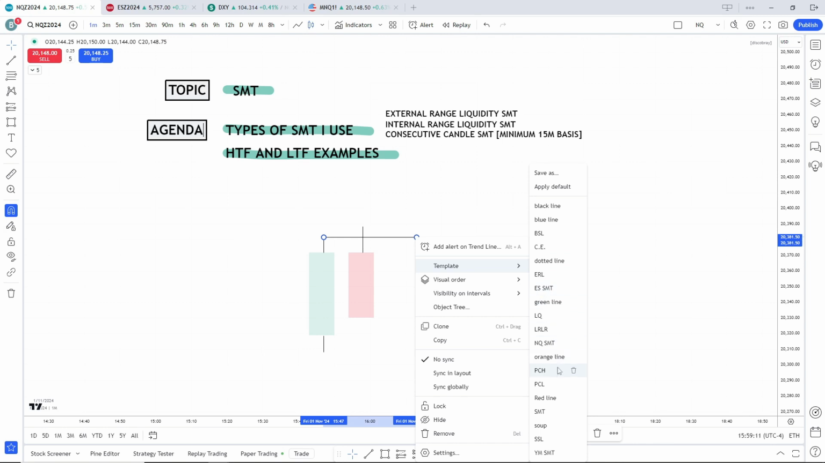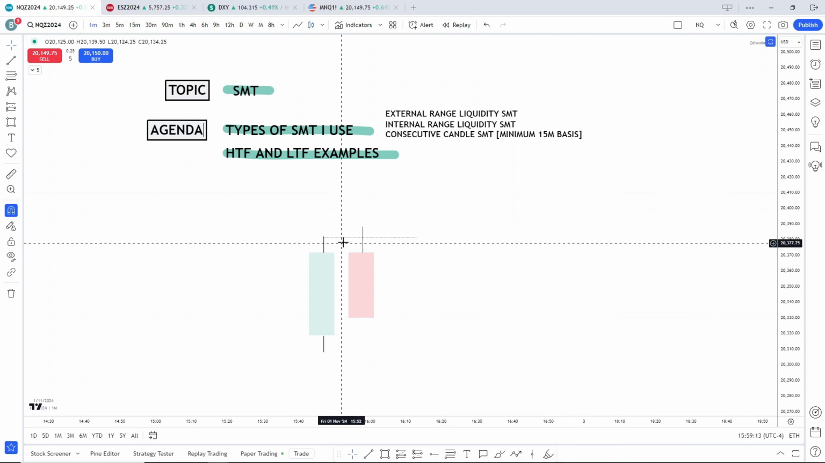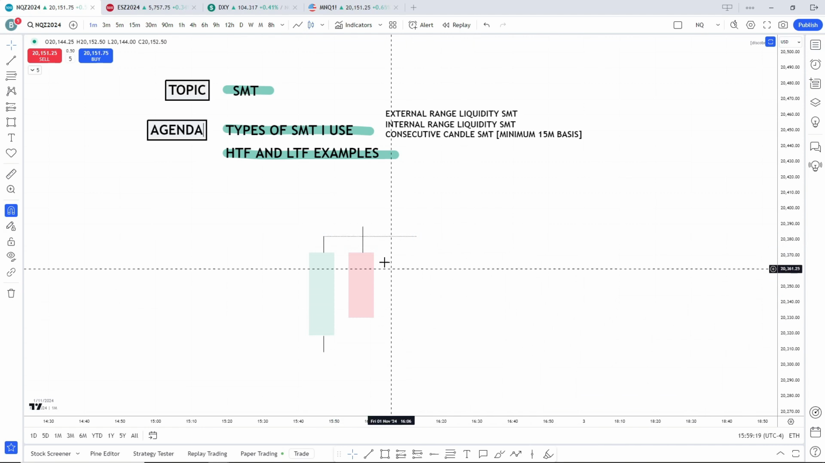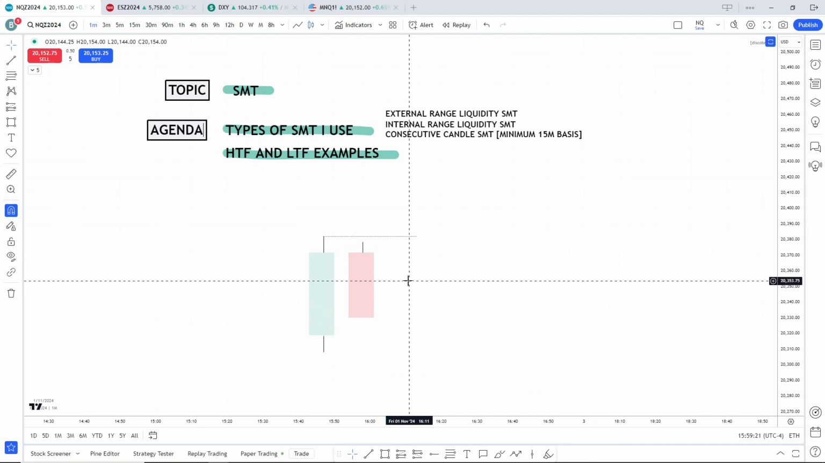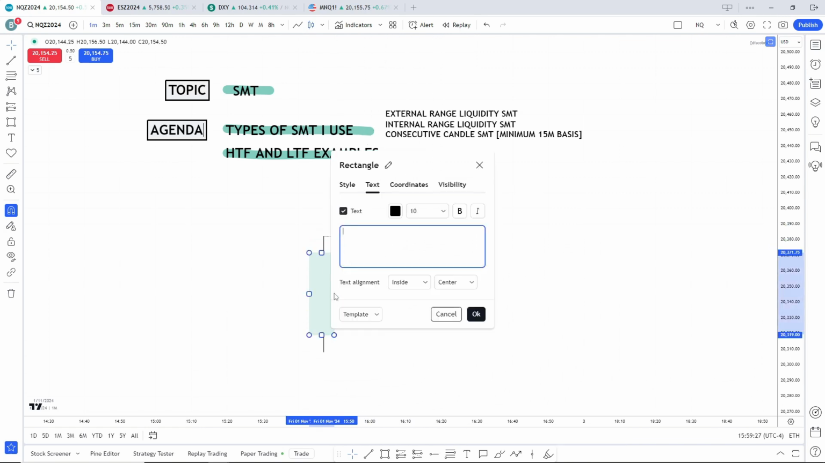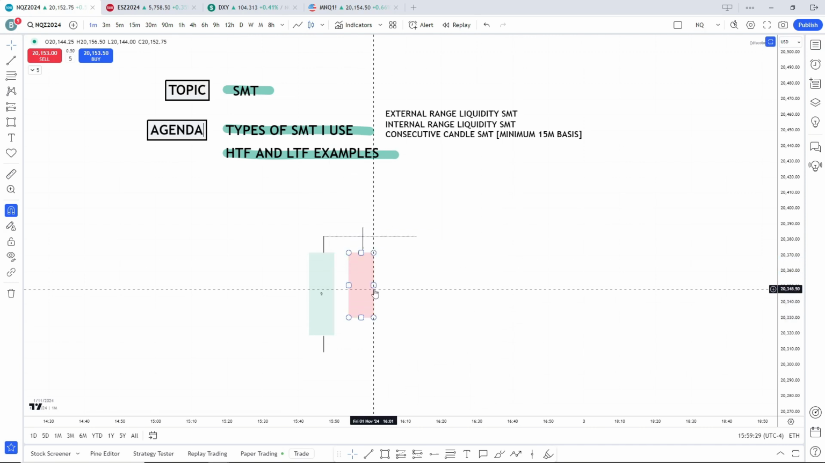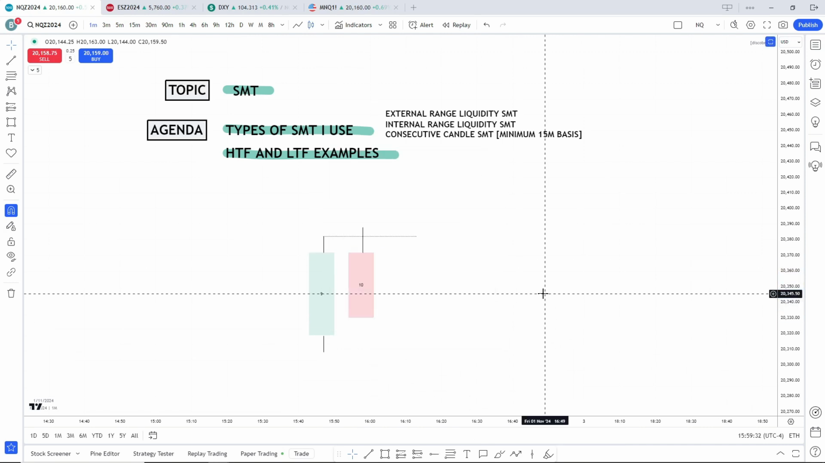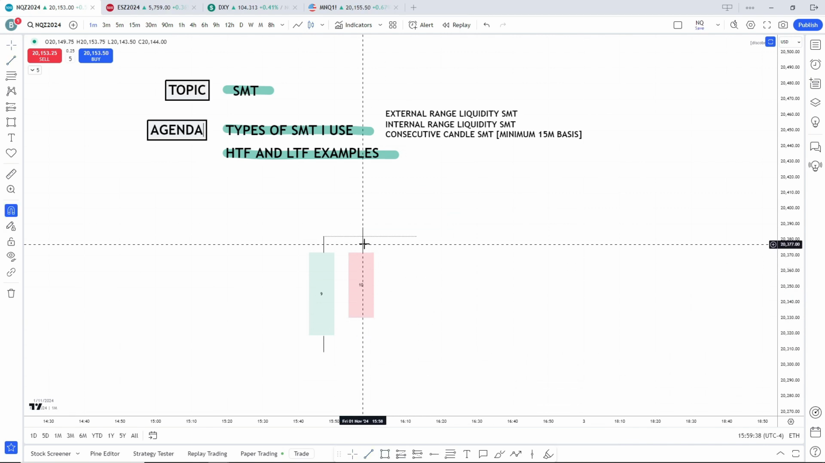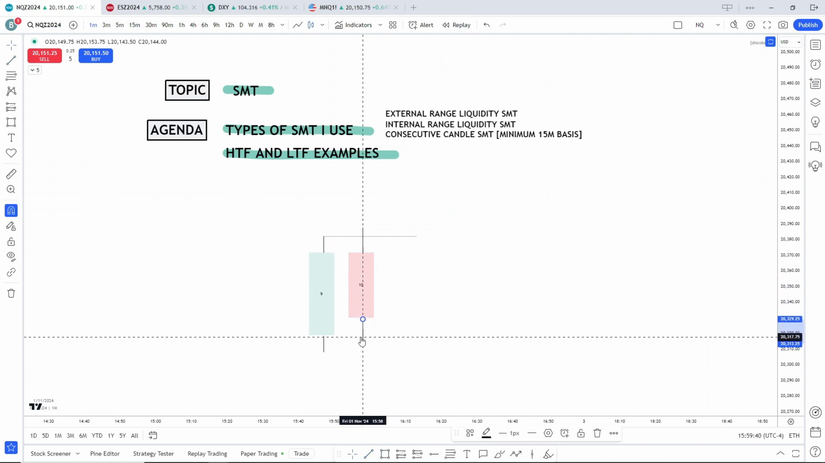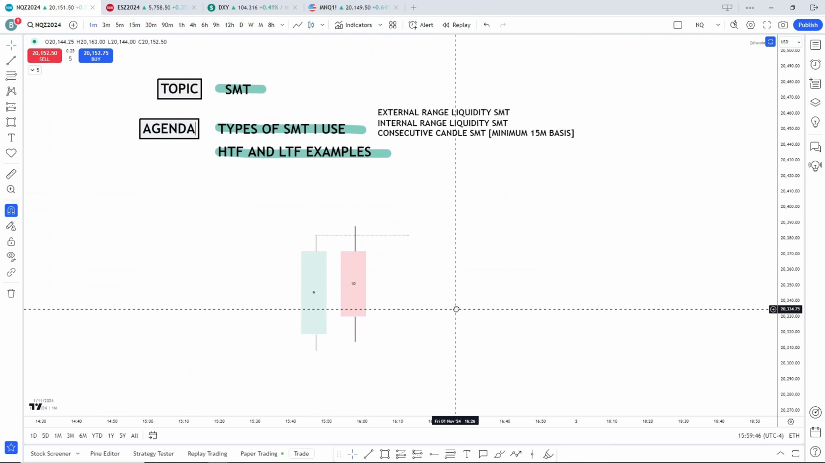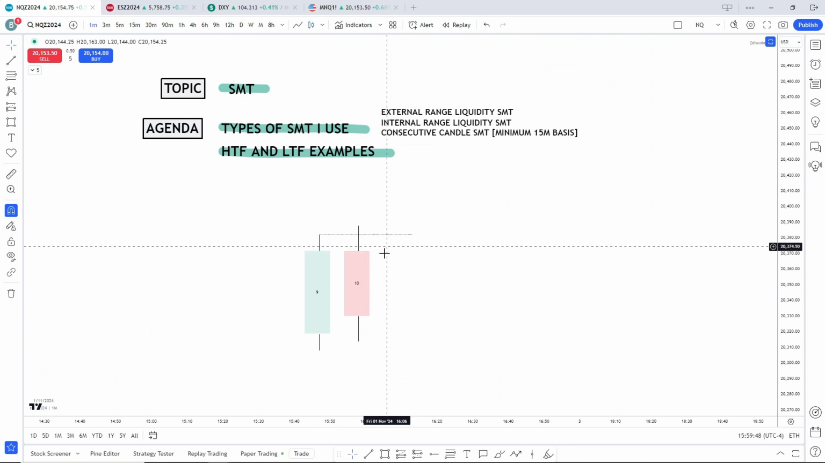We observe NQ taking the 9 a.m. high. And then on ES, we will see it fail to take that high, marking consecutive candle SMTs or SMT between 9 a.m. and 10 a.m. Okay. Now, why is this important? Why do I use consecutive candle SMT? Seems like a farce. I get it. What matters is what's happening on the lower time frame.